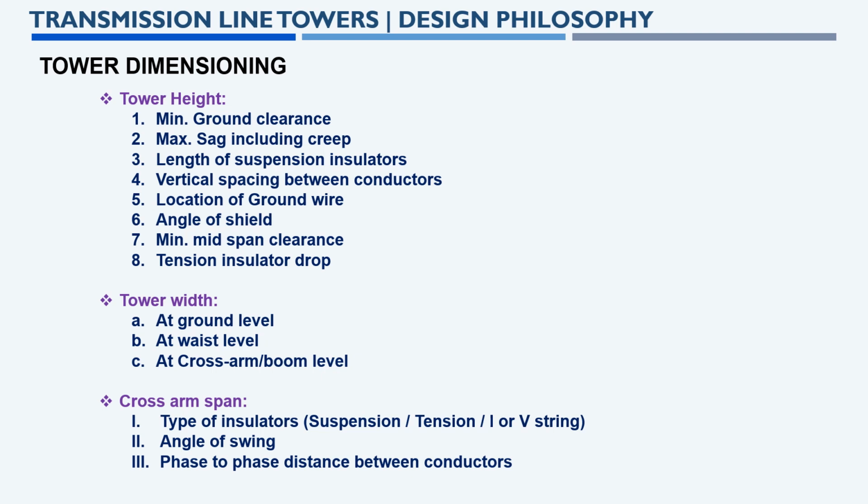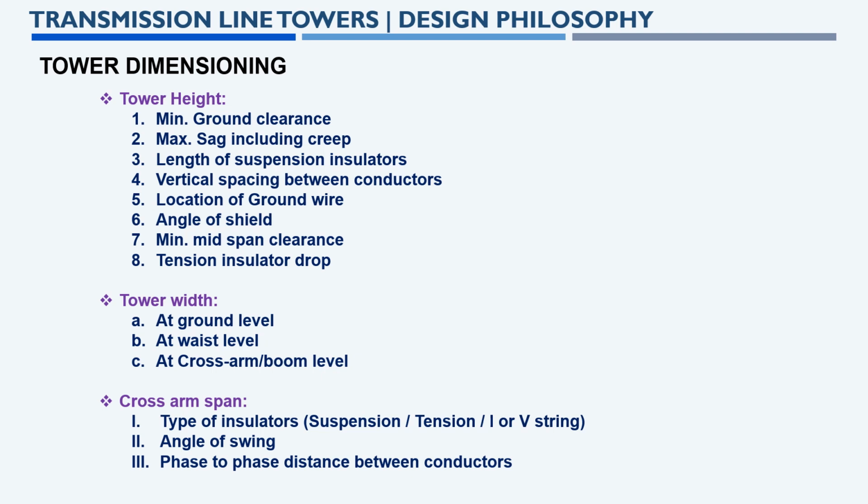The next one is the cross arm or boom level. From which location, at which height this is to be fixed, and how long it should extend. The face to face distance plays a major role in the tower width. And the next one is cross arm span. The type of insulator, suspension insulator or tension insulator, I or V string. These parameters we need to consider while fixing these dimensions.